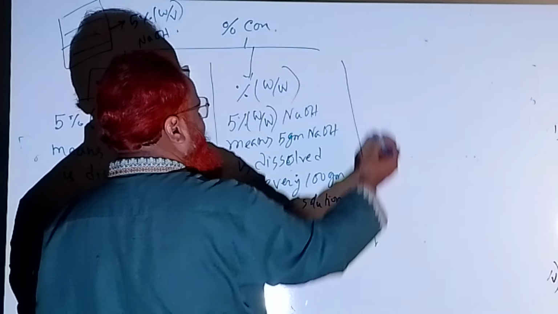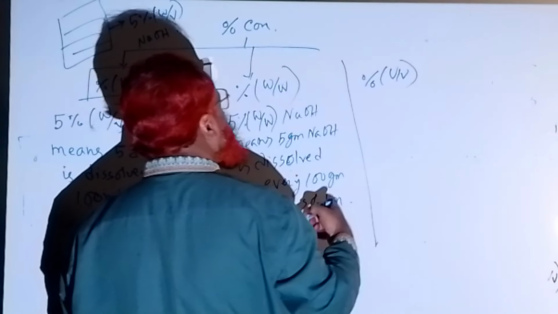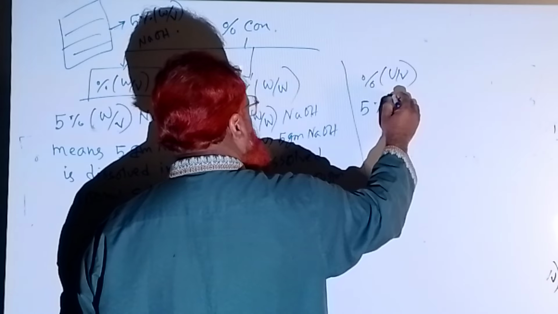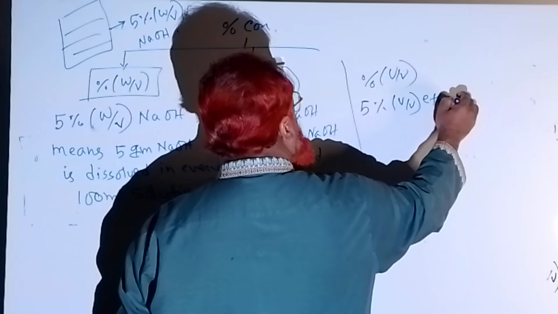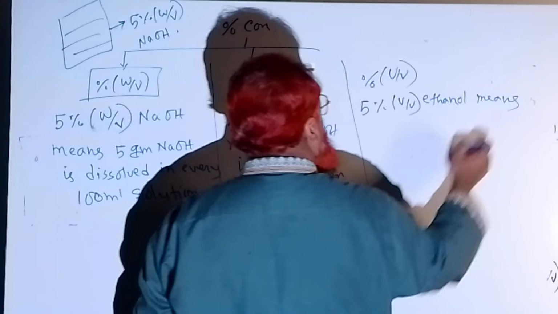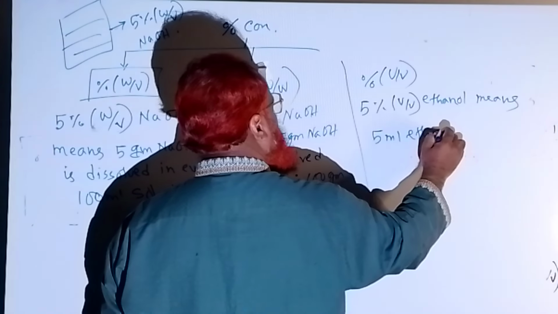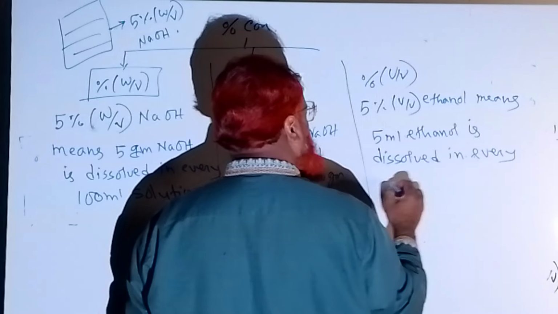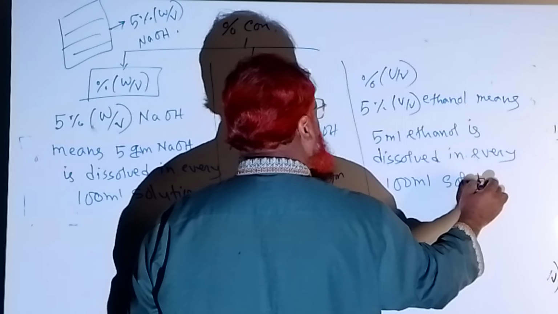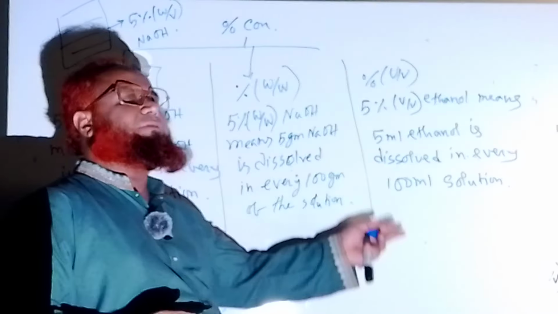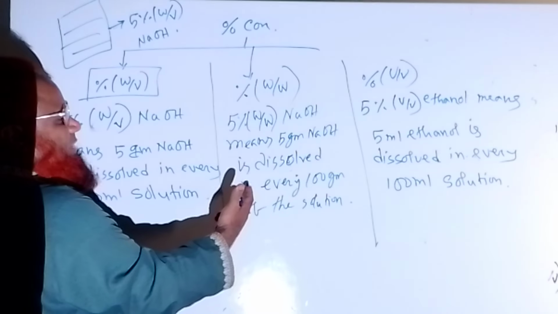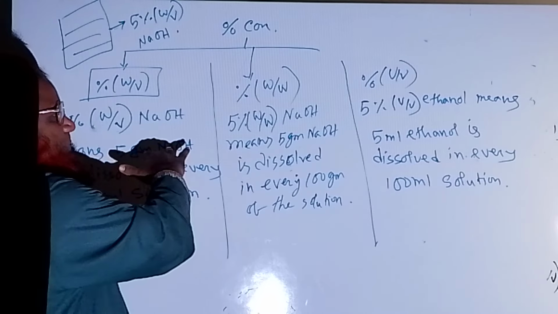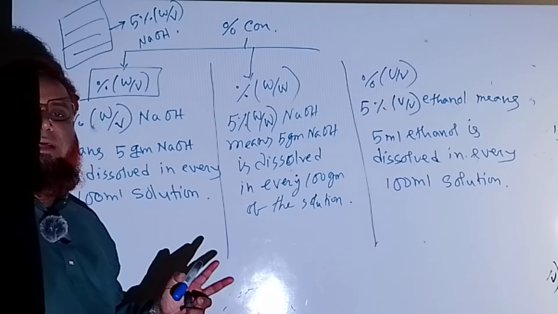Okay. Now if you write percentage of V by V, for example 5% vinegar or V by V ethanoic acid or ethanol. It means 5 ml ethanol is dissolved in every 100 ml solution. That means here 5 ml is ethanol and 95 ml is water. In the W by W example, 5 gram is sodium hydroxide and 95 gram is water. So we have to think that percentage can be expressed in these 3 ways. I think these examples are clear to you now.